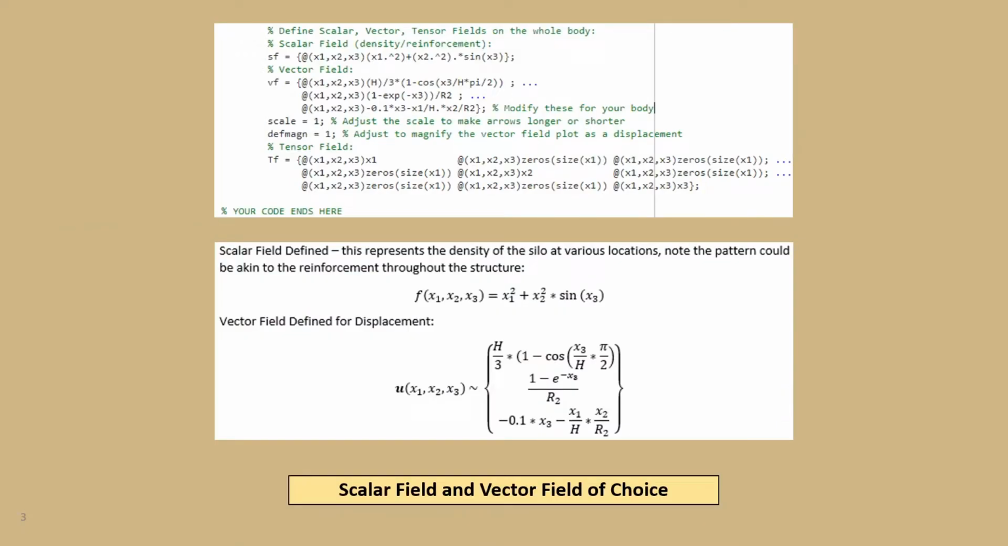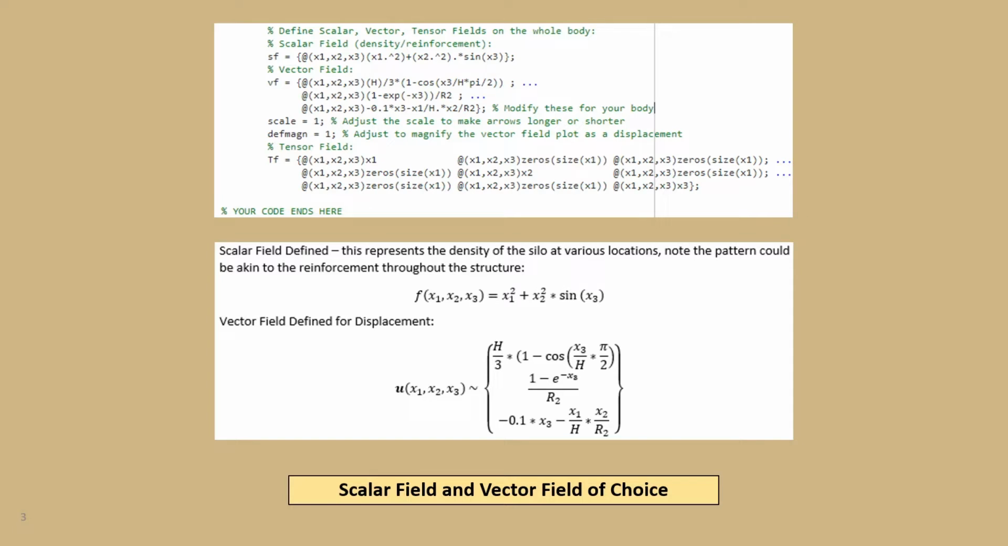So moving on, I'd just like to highlight my scalar field, my vector field, and my tensor field. Now the tensor field is relatively self-explanatory. It's just a symmetric tensor that is defined by 3 numbers across the diagonal and zeros everywhere else. But looking at my scalar field, as you can see in the line of code in the top image, as well as the text in the bottom image, my scalar field of choice is x1 squared plus x2 squared times sine x3. Now x1, x2, and x3 all correspond to the x, y, and z dimensions respectively.